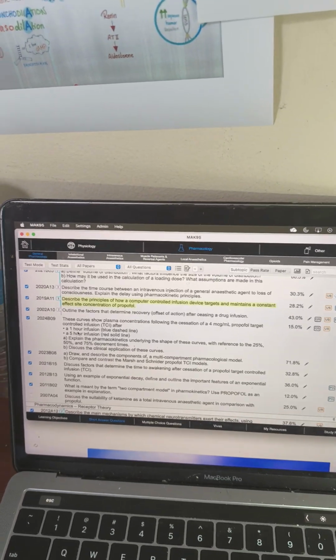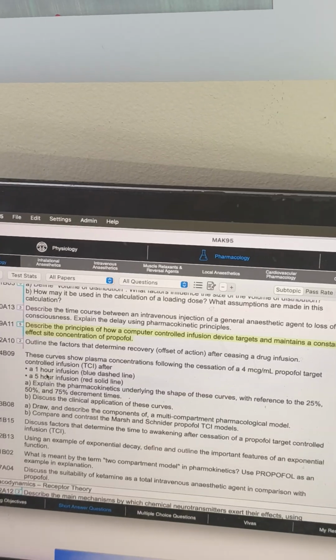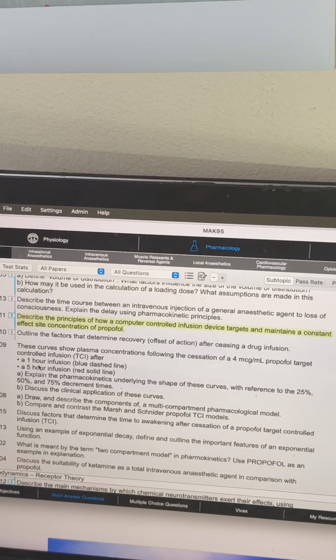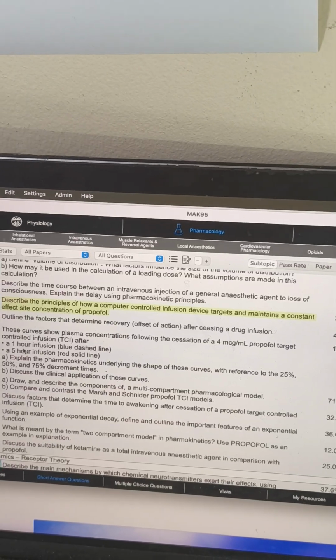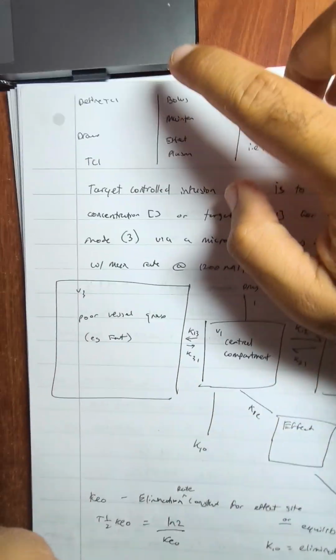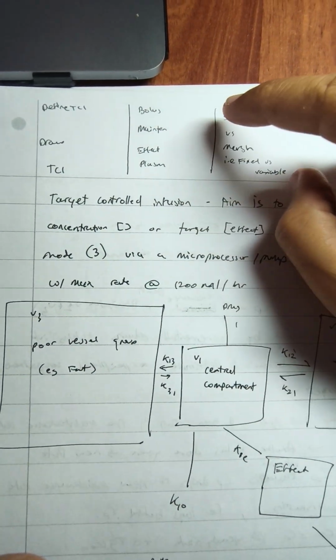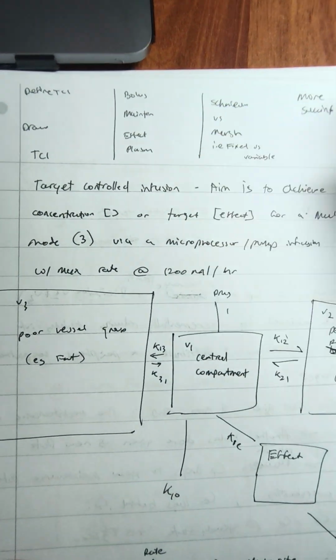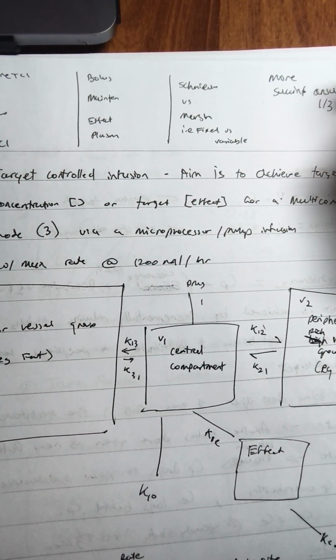Our next question is the TCI model, the principles of how a TCI computer infusion device maintains a constant effect site concentration of propofol. So when we talk about TCI, the structure is: define TCI, then draw, okay, and then you talk about the TCI, then you talk about bolus, maintenance, effect, and plasma, and then you briefly talk about Schneider and Marsh.